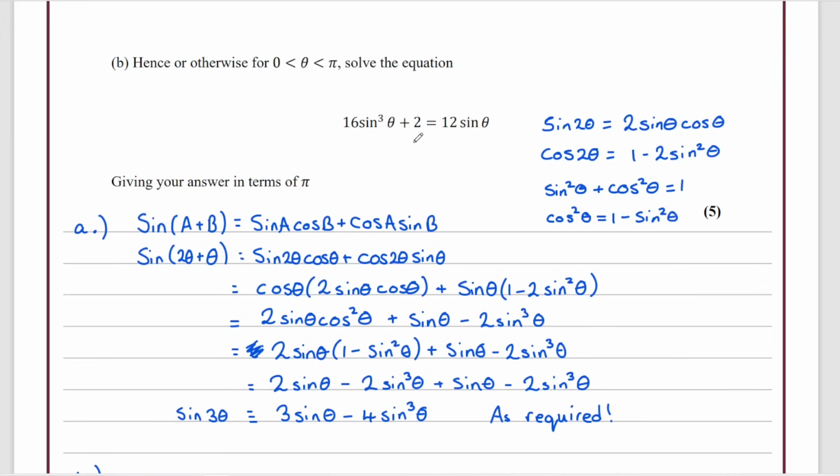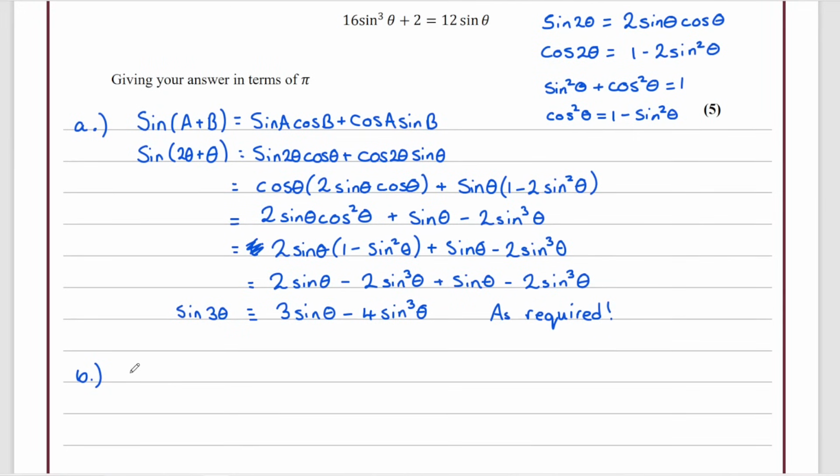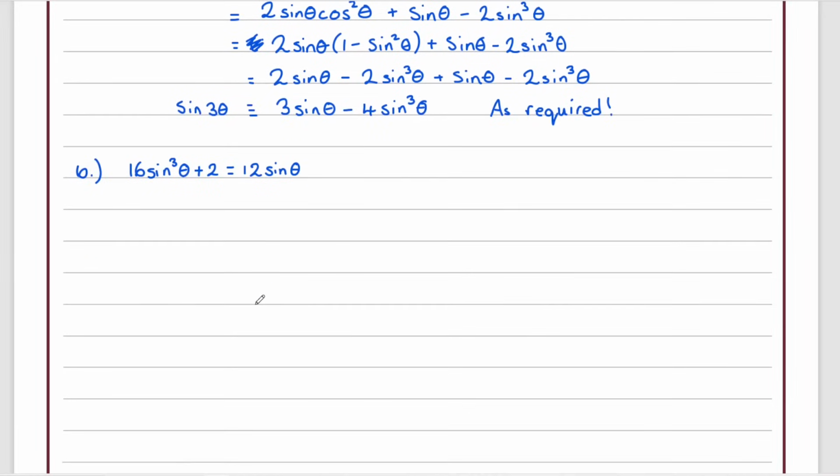So where do we begin here? Well, let me just start by writing down the original trig equation. We've got 16 sine cubed theta plus 2, and this is equal then to 12 sine theta. Now what we're looking for here is to use this identity established in part A to help us answer part B, and this was for theta between 0 and pi.